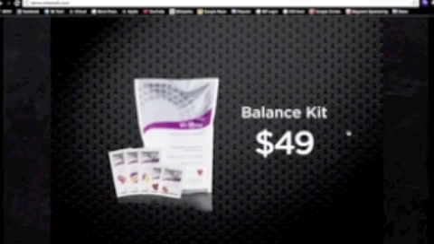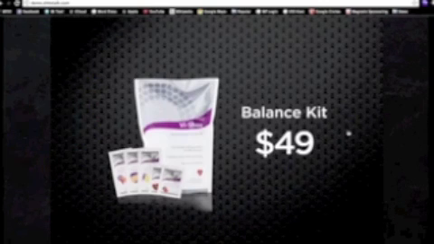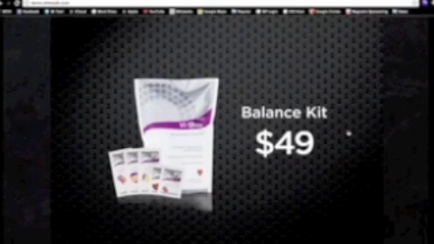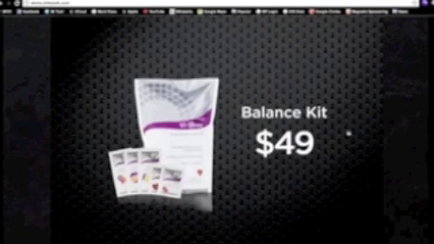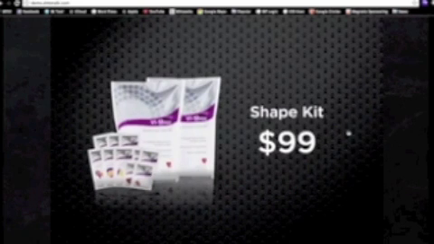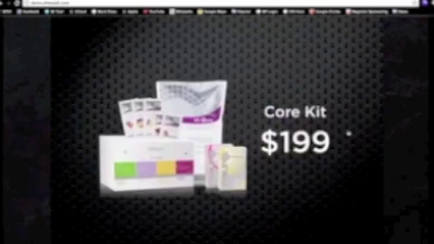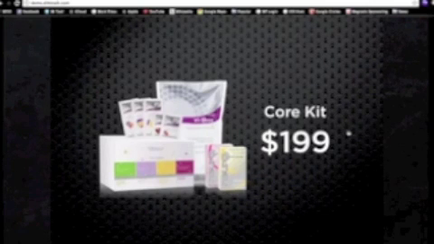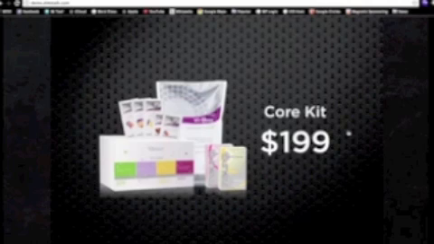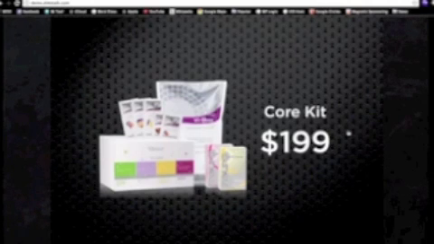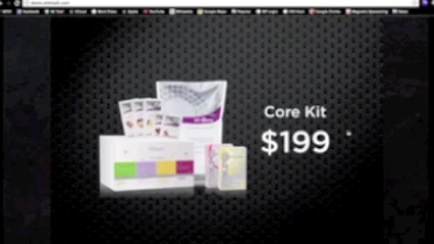This is the first one. This is a balance kit. It provides enough meal replacement product for 30 meals. And this is for people who have small weight loss goals or want to maintain their current weight. The second one is called the shake kit. It provides 60 meals for those who have serious weight loss goals. Imagine replacing 2/3 of your total monthly food bill for only $99. And the core kit is the ultimate kit for optimal health. This kit includes the meal replacement shakes, neuro energy drinks, and vitamins.